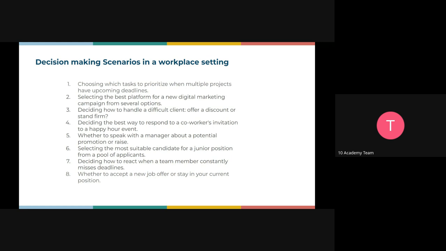So the last thing we're going to look at is the different decision-making scenarios.